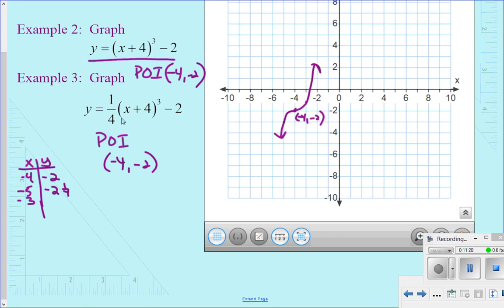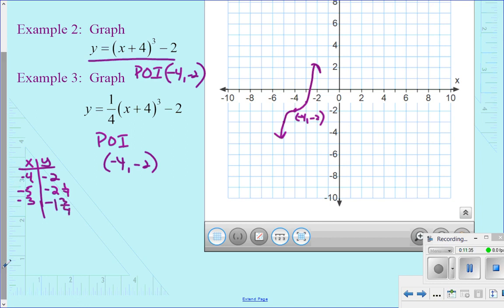Next, -3. -3 plus 4 is 1. 1 cubed is 1. 1 times 1/4 is 1/4. And 1/4 minus 2 is -1 3/4. So let me plot those now.